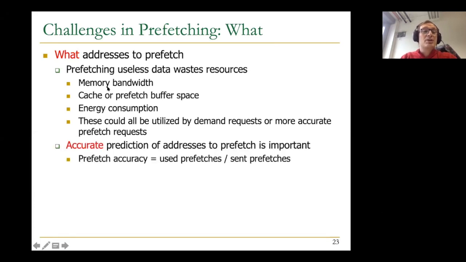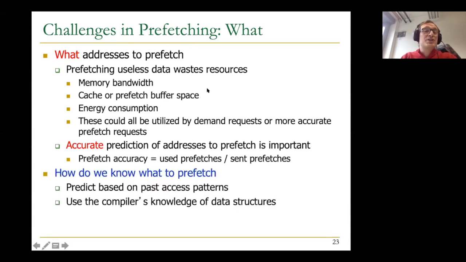Okay, so accurate prediction of addresses to prefetch is important, as I mentioned. And this is the formal definition of prefetch accuracy, basically. Prefetch accuracy is defined as how many prefetches that you sent are used by the processor divided by how many prefetches did you send for a given prefetcher, for a given prefetch algorithm, let's say. Okay, so ideally you would like to be at a high point over here, 90%, 80%, but we will see that getting to that point is not that easy also.